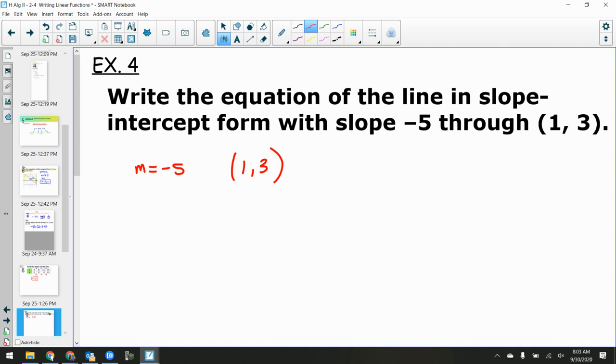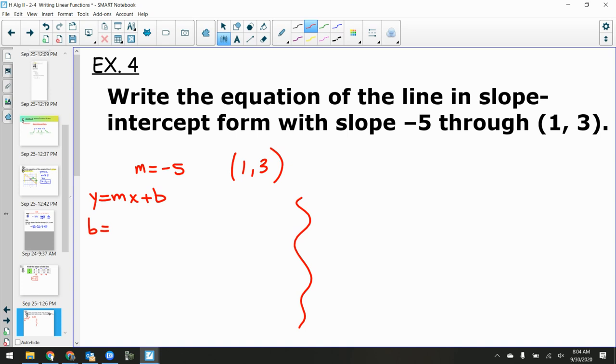So let's take a look at our two methods here. If I was truly trying to find y equals mx plus b, what's the other piece of information that I need? The y-intercept, right? I need my b value. That's the only other piece. I've got my slope. Sweet. I just don't have my b value. So I need to solve for b. That's where I say this method I call the solve for b method.